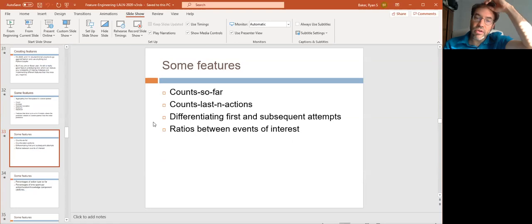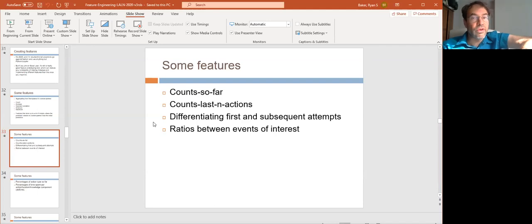You also might want to count not just so far, but in the last N actions or last period of time. So of the last 5 actions, how many of them did the student request a hint on? Of the last 3 videos, how many did the student quit early on? Of the last month, how many times did the student get in trouble?